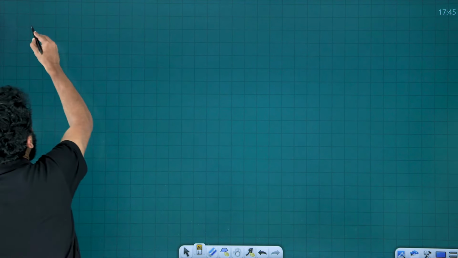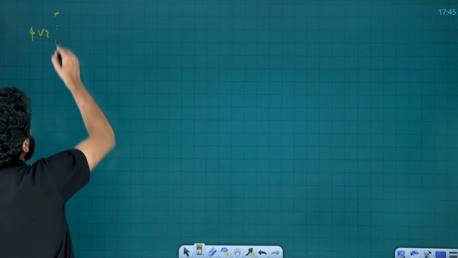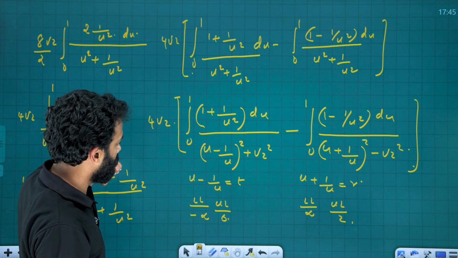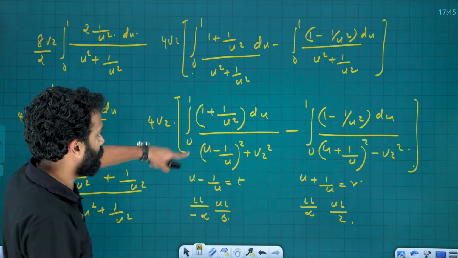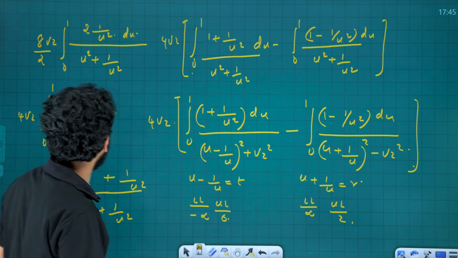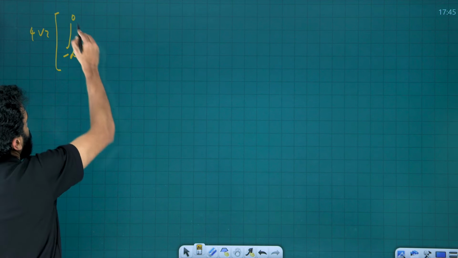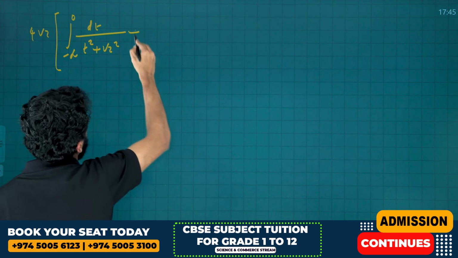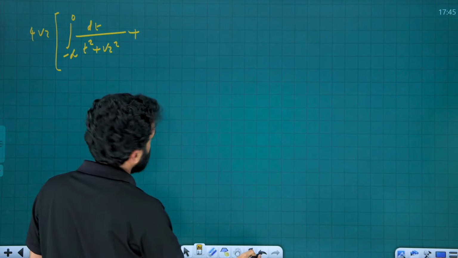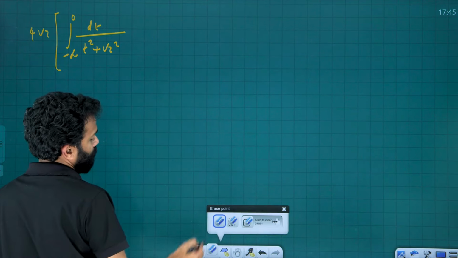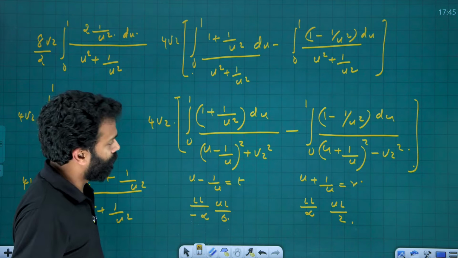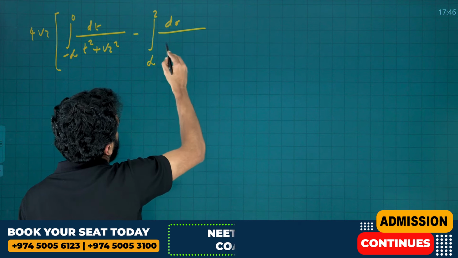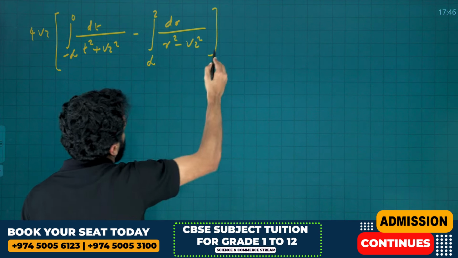That is, it will be 4 root 2 into, the first part was like minus infinity to 0, right? Minus infinity to 0 was the lower limit and upper limit. So it will be integral from minus infinity to 0 of dt divided by t square plus root 2 square, minus, the limit was infinity to 2, that is integral from infinity to 2 of dr divided by r square minus root 2 square. It will be like this.